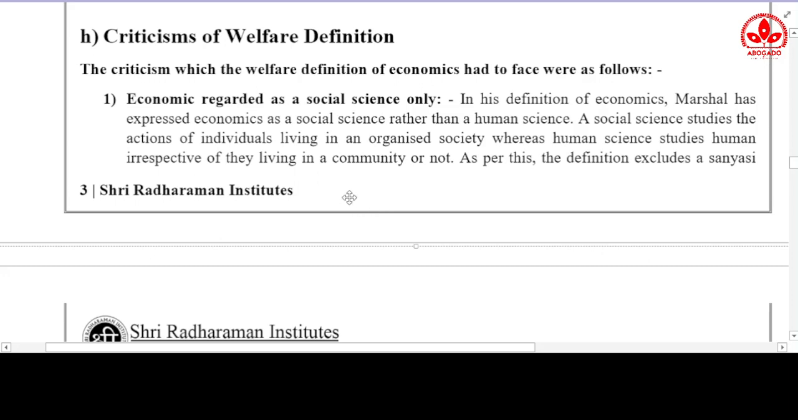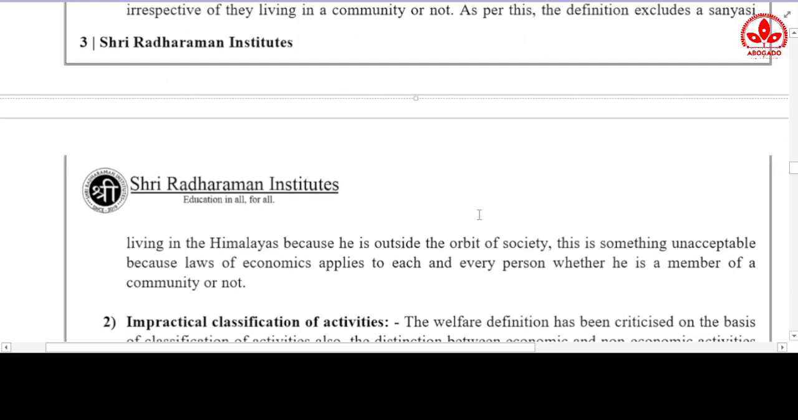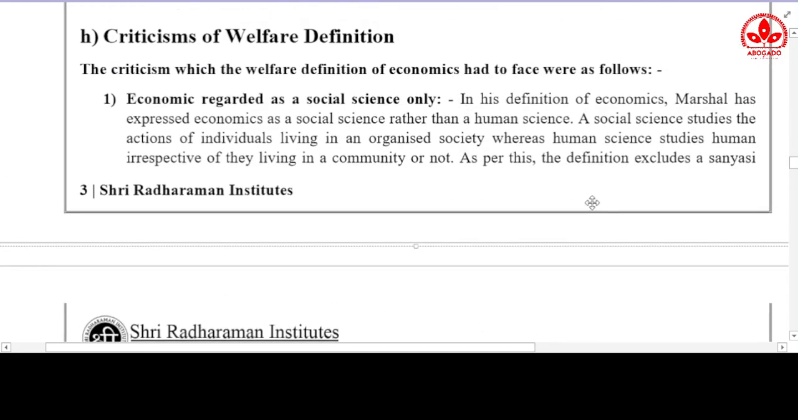Now, in his definition of economics, Marshall has expressed economics as a social science rather than a human science. A social science studies the actions of individuals living in an organized society, whereas human science studies humans irrespective of whether they live in a community or not. As per this, the definition excludes a sannyasi living in the Himalayas because he is outside the orbit of society. Marshall has said that economics is a social science, and other economists have also said that economics is a social science.